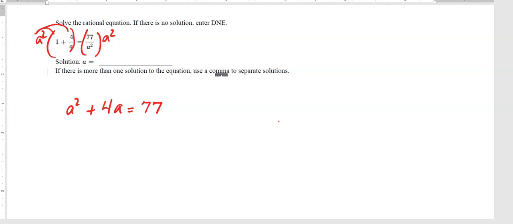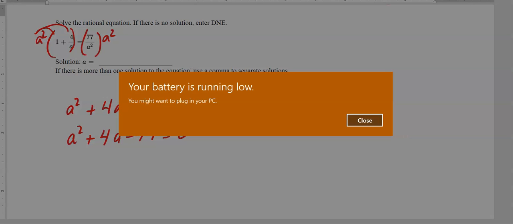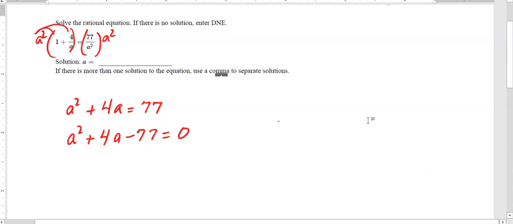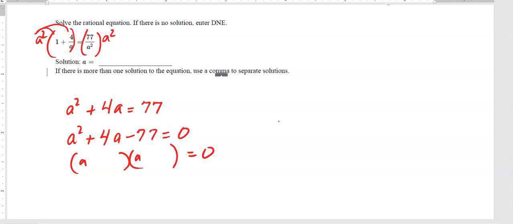Now, I can see it's a quadratic, and to solve a quadratic, I want to have my left side equal to 0, so I subtract 77 from both sides. And now I solve this. I could use the quadratic formula. I could try to factor it. If it factors, that's good, but a lot of times it won't. So you can try whatever method you like. I'm going to go ahead and try to factor it first before I jump to the quadratic formula.